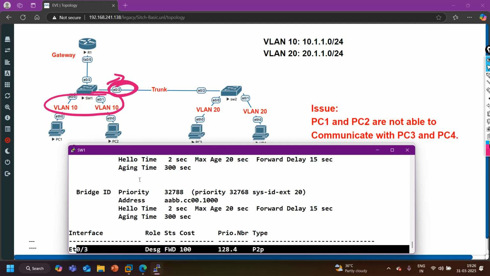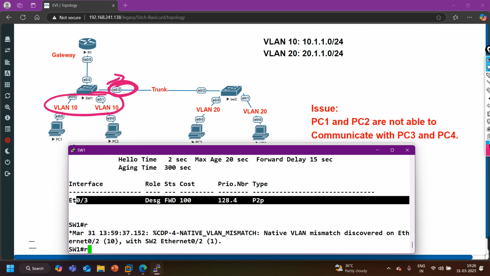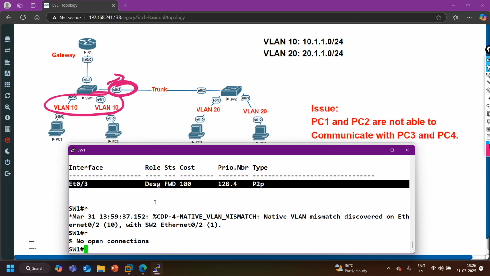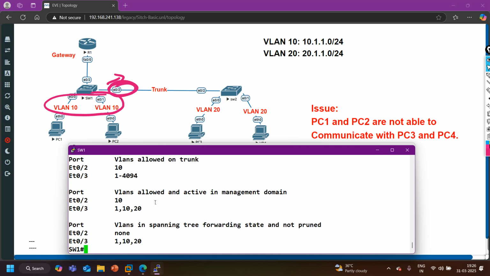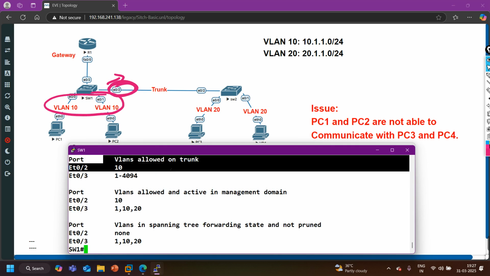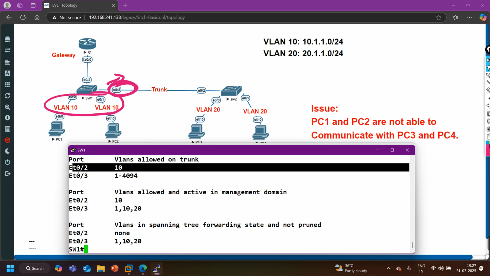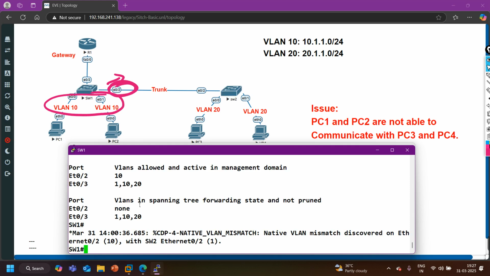VLAN 20 instance, the STP VLAN 20 instance is only running on the 0/3 port. On the 0/2 port it is not running. That means VLAN 1 and 20 are not allowed on this trunk link. So, show interface trunk. Here you can see on the 0/2 interface the allowed VLAN is only VLAN 10. This is the first issue. Here both VLANs, 10 and 20, should be allowed, but only VLAN 10 is allowed.